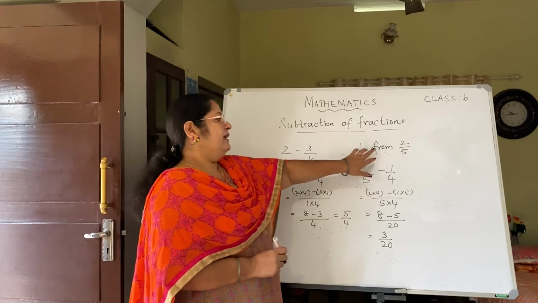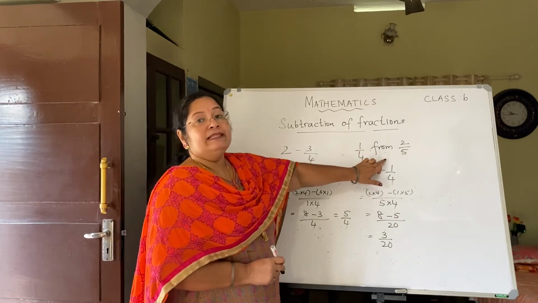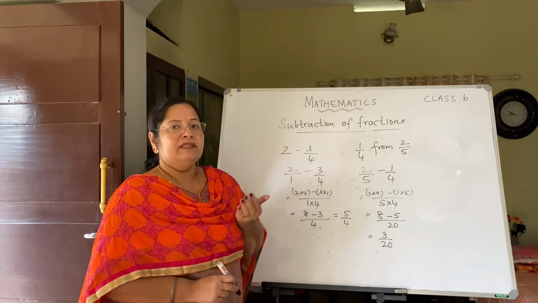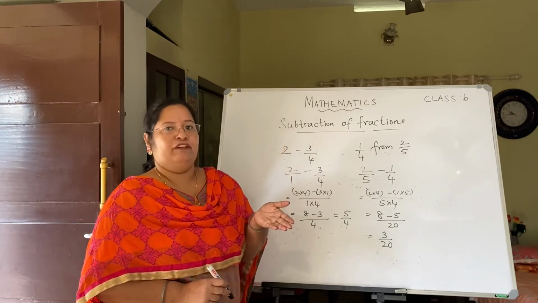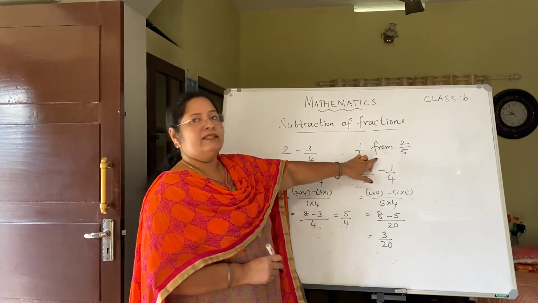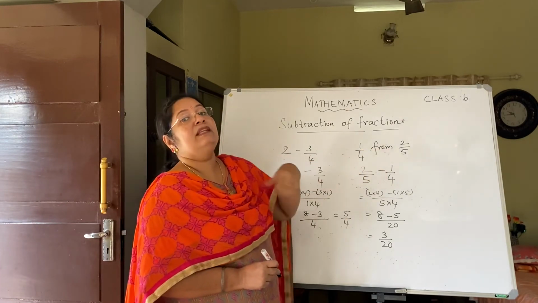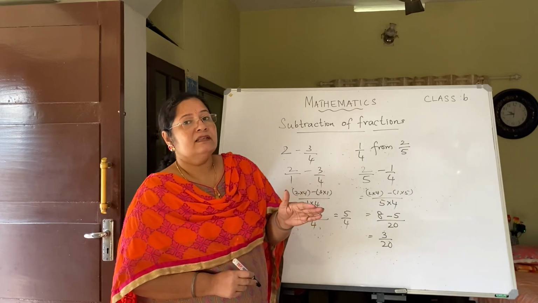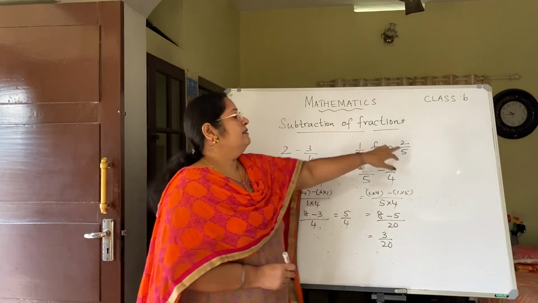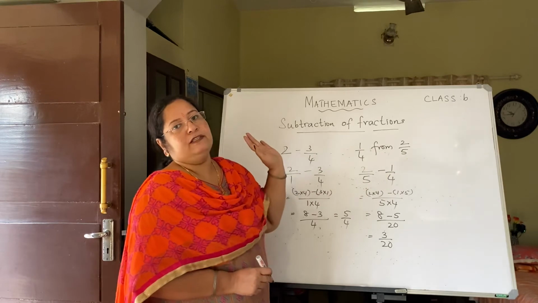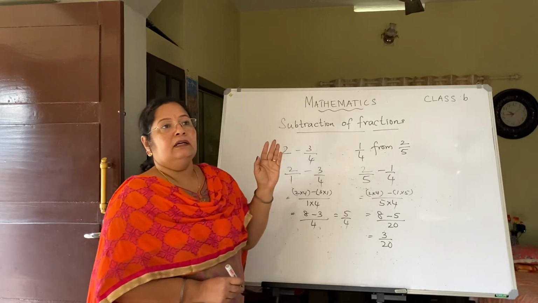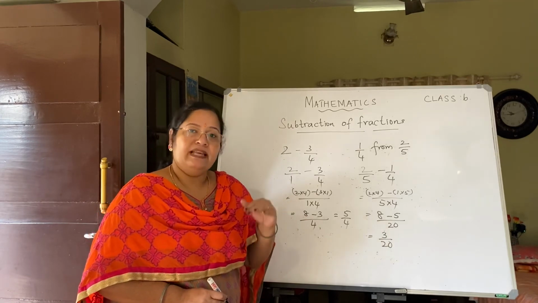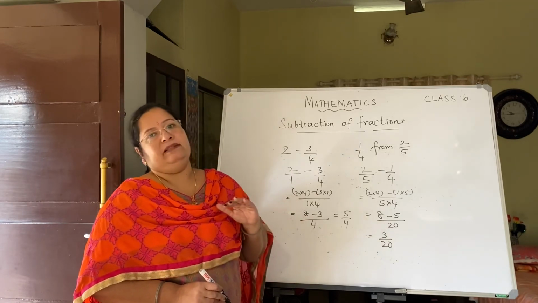So always be careful when this statement is given: 1 by 4 from 2 by 5. Many of you make a mistake, you will write it as 1 by 4 minus 2 by 5. Just read the statement. This is a statement. You have to write the mathematical form for that first. So from something means, which one should you write first? The second term should be written first. So subtract 1 by 3 from 2 by 7 means 2 by 7 minus 1 by 3.